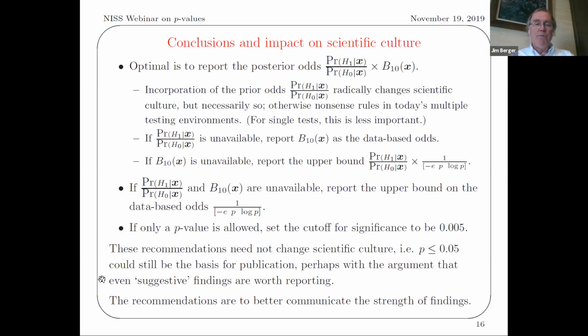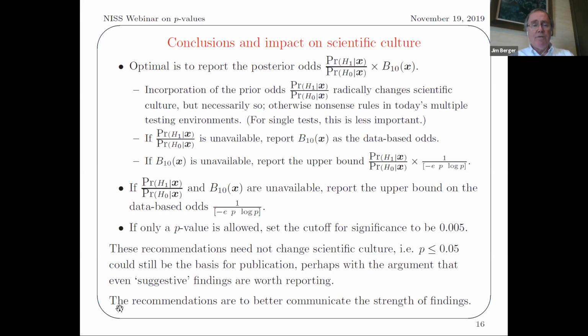And my response was no, you don't have to change that culture. You could still say p less than or equal to 0.05 is the basis for publication. In fact, a lot of the argument about the reproducibility of science is that there are not enough suggestive reports being published. And so all of these p less than or equal to 0.05 reports should still be published, but they would just be labeled as suggestive, not significant.